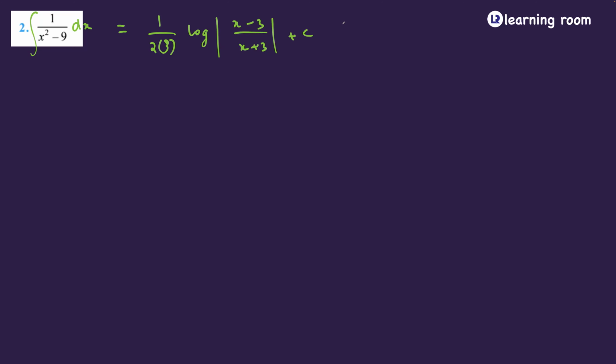If you remember, this formula itself was derived using partial fractions. I explained it at that point itself. So what are we supposed to do? We break it as x minus 3 into x plus 3 and then proceed.